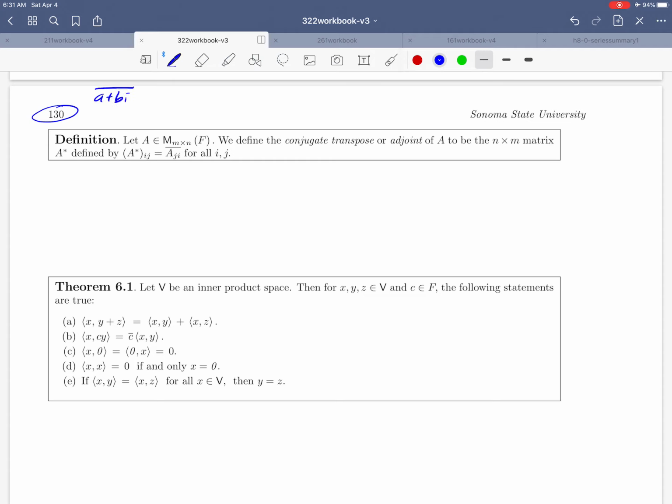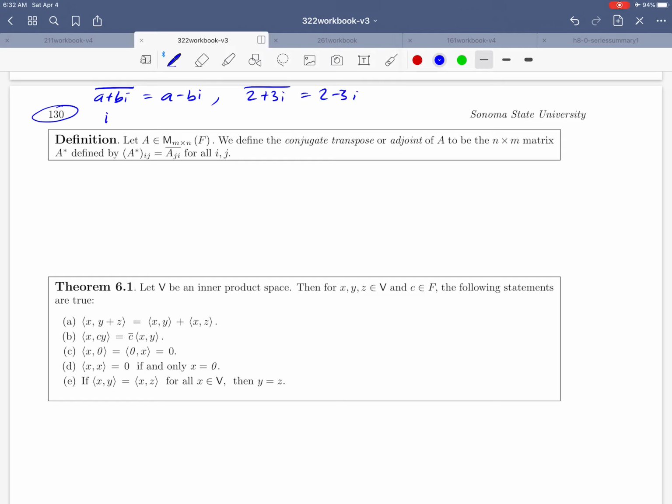The complex conjugate of a complex number a plus bi is just the new number that you get by changing the sign on the imaginary part of the number. So the complex conjugate of a plus bi is just a minus bi. Let's do a specific example. What would the complex conjugate of 2 plus 3i be? Just 2 minus 3i. We'll change the sign on that imaginary component.